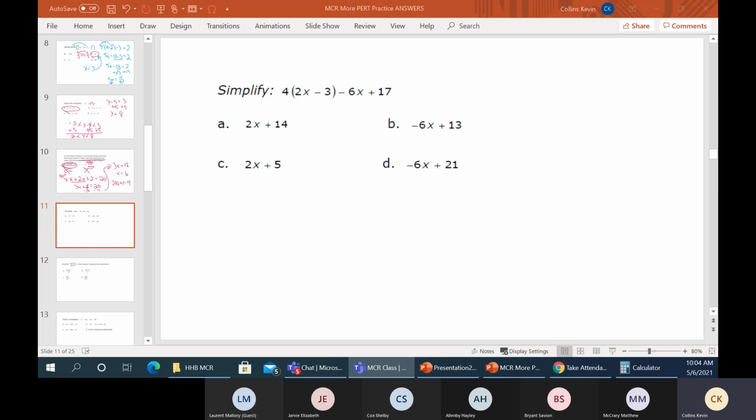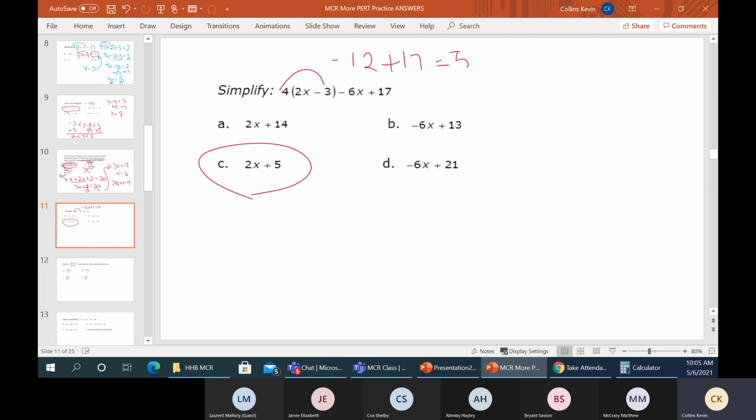When they want you to simplify stuff, start by working with the numbers. What I mean by that is, let's look strictly at the numbers, not the x's. If we do 4 times -3, that's -12. And -12 plus 17 is 5.